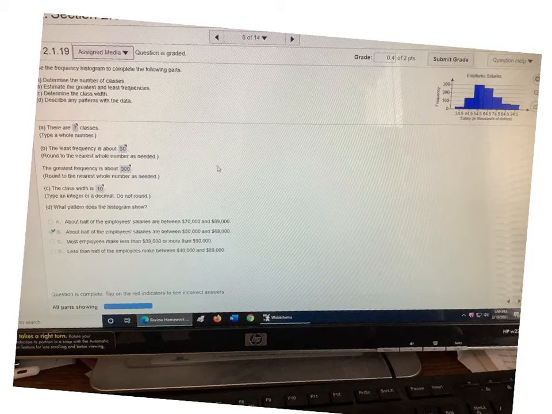So I saw your question on the discussion board. Use a histogram. So you want to use this histogram to answer these questions. There are blank classes. So you just got to count the bars.